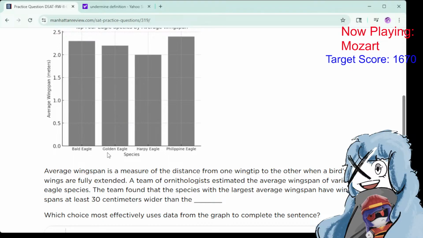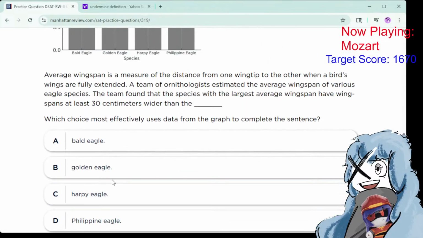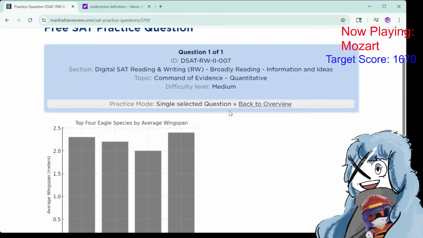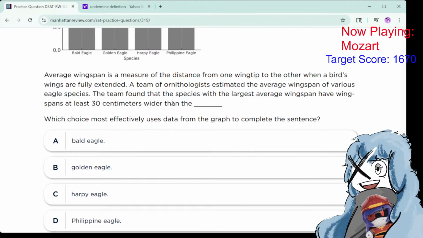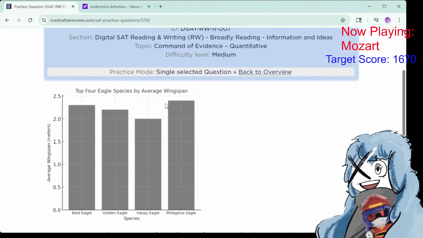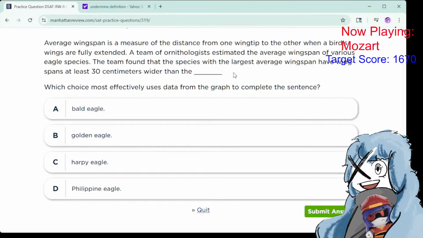And I'm back. Anyways, 30. This is like a shit graph. One of the shittiest questions I've ever seen in my life. You would assume it's the next one, bald eagle. However, the graph shows the average is only like 10 centimeters above bald eagles, 20, and then 40. Not 30. Nothing is 30.